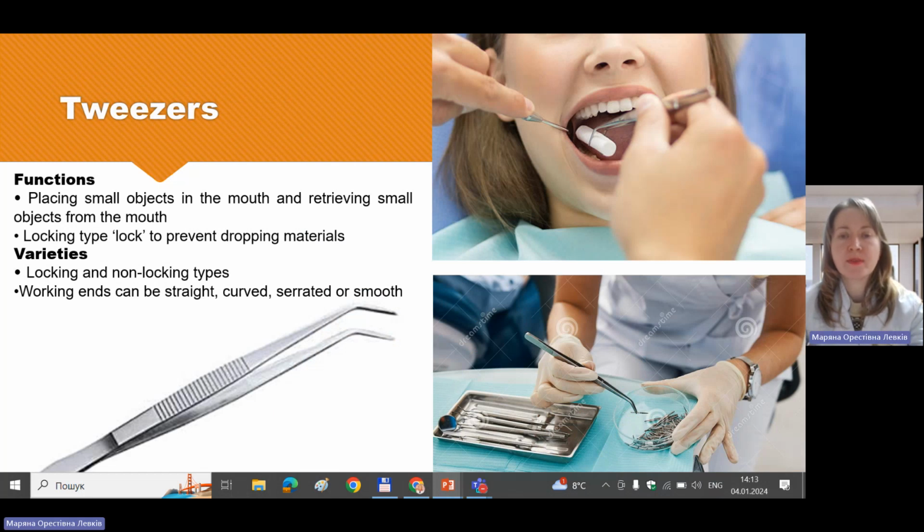Tweezers belong to the examination set of instruments, and they have such function to pick up and to place small objects in the mouth, to retrieve small objects from the mouth. Available lock-in type to prevent dropping materials. Varieties: lock-in and non-lock-in types. Working ends can be straight, curved, as in these pictures, serrated and smooth. And you can see how the dentist picks up the cotton roll and inserts it into the oral cavity, and how the dental assistant or dentist looks for some small dental burs, picks them up, and selects the most appropriate by tweezers.